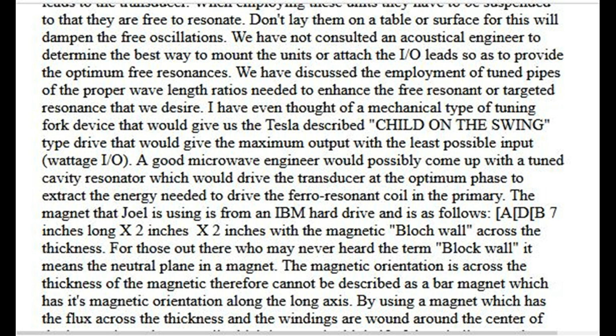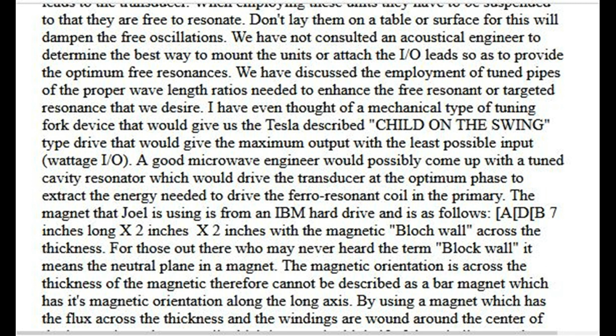The magnet that Joel is using is from an IBM hard drive and is as follows: 7 inches long by 2 inches with a magnetic block wall across the thickness. For those out there who may never have heard the term block wall, it means the neutral plane in a magnet. The magnetic orientation is across the thickness of the magnet, therefore it cannot be described as a bar magnet, which has its magnetic orientation along the long axis.